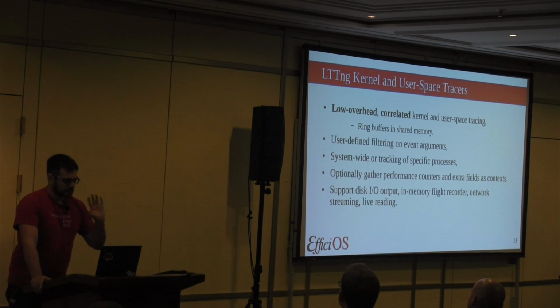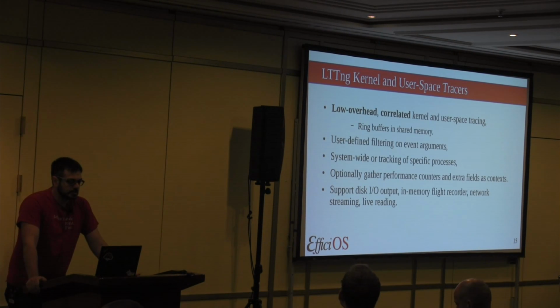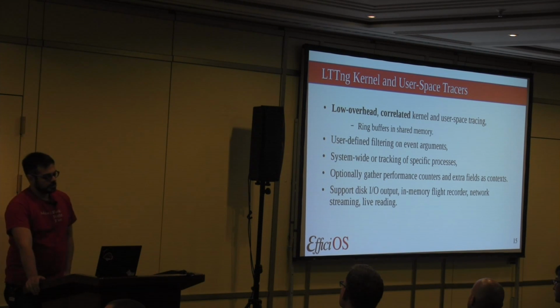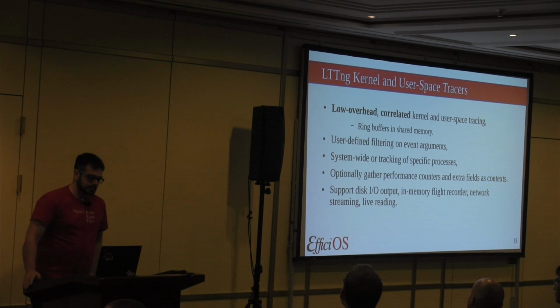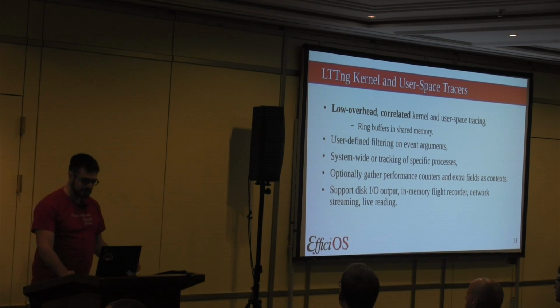So, okay, that's for online tracking. Now I'm going to kernel and user space tracers. Going quickly on this because these are things that have existed for a while now. So the LTTng kernel and user space tracer provides correlated tracing of kernel and user space.